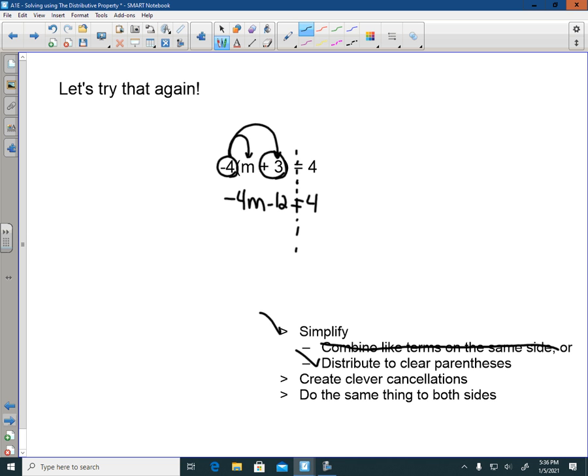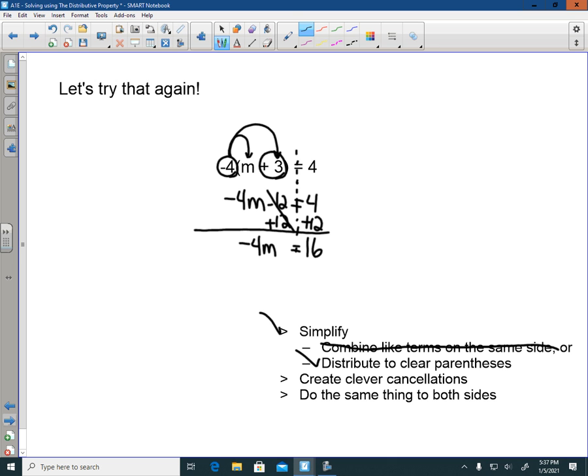And now we're going to repeat, create clever cancellations, and do the same thing to both sides over and over again until the m is by itself. So when you want to create that first clever cancellation, you're going to look at the side of the equation that has the variable, but get rid of the term that does not have the variable first. So we have a -12. I suggest adding 12 to create that cancellation. Make sure you do the same thing to both sides. Those cancel. You have -4m left over here, and that's going to equal 4 plus 12, which is 16.